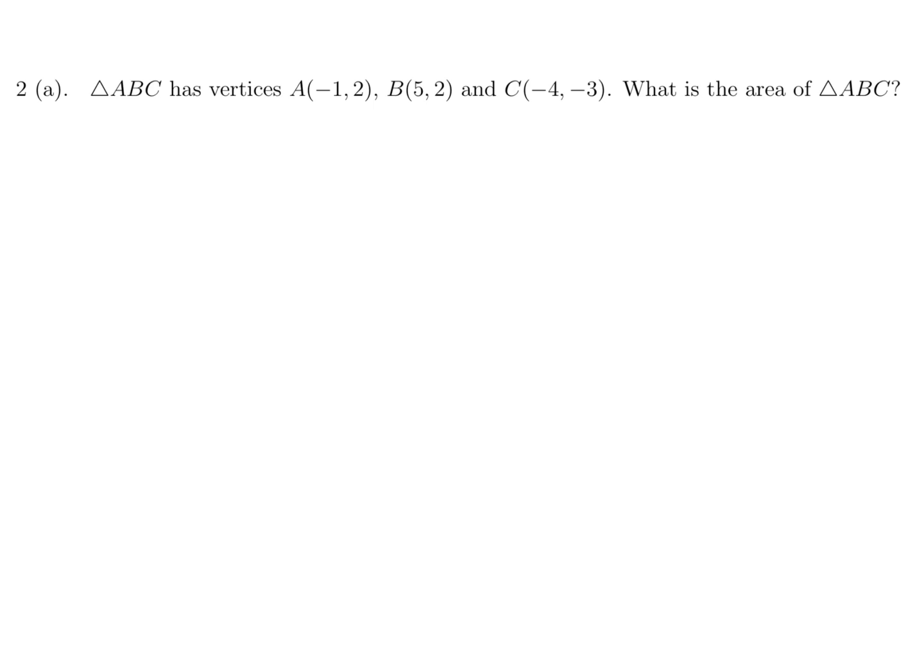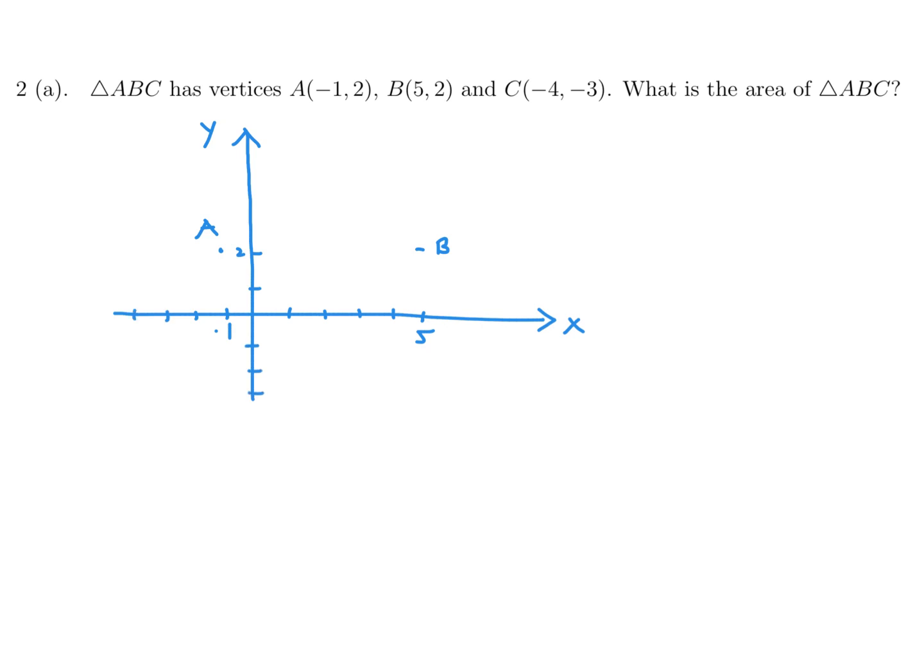ABC has vertices A, B, C. These ones, what is the area? Let's draw the graph, and let's see what we can get here. So we got x coordinate, y coordinate. Minus 1 and 2. So let's just attempt to make it somewhat to scale. So that's going to be A, minus 1 and 2. B, 5, 2. So 1, 2, 3, 4, 5, and then 2. So there's B. This is 5. And then minus 4, minus 3. So minus 4, minus 3. Okay, so let's connect the dots to make, this is C, by the way.